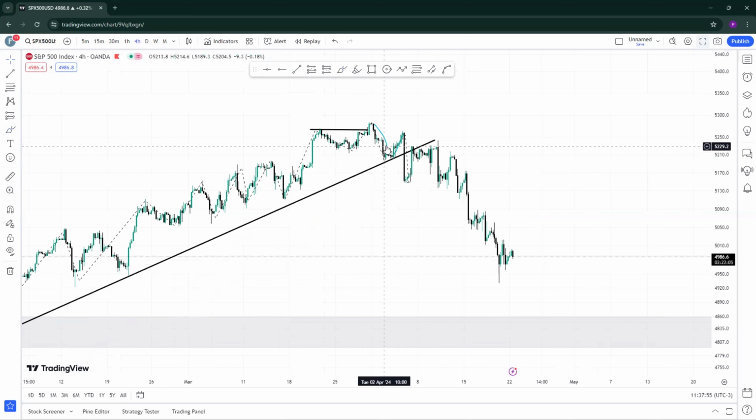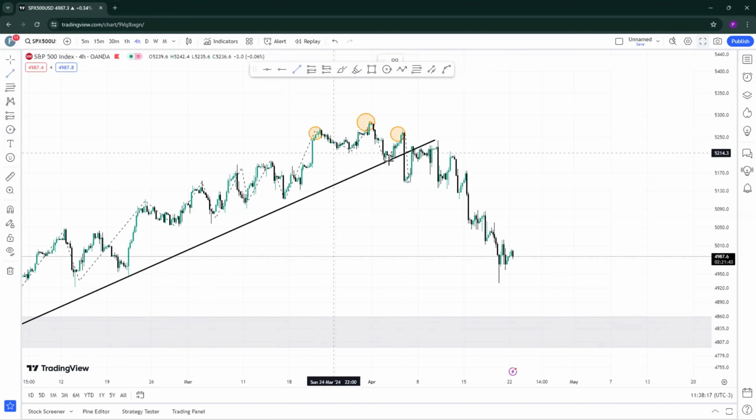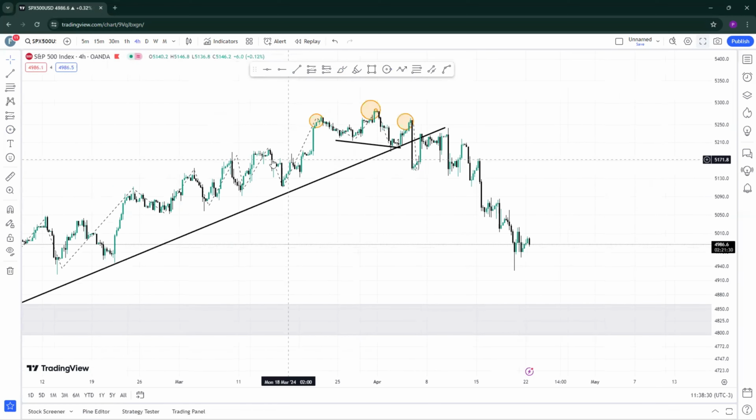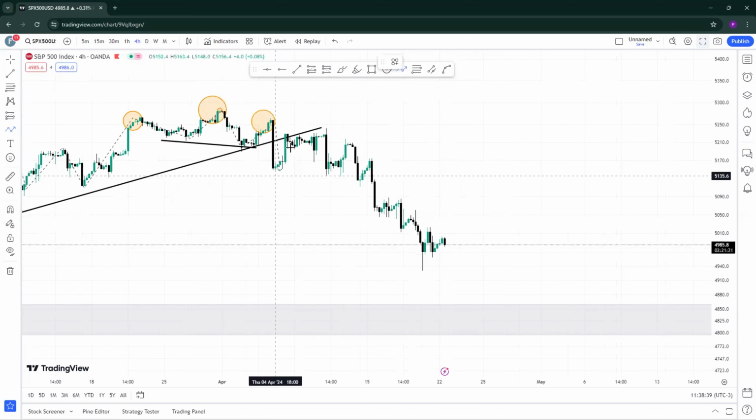This is a reversal chart pattern called head and shoulders. This is our head, this is our shoulder and our shoulder, and here is our neckline. You can clearly see that price formed a chart pattern called head and shoulders, then it broke our trend line. Then we had a change in trend. We are going from bullish to bearish, so right now we are in a bearish trend.